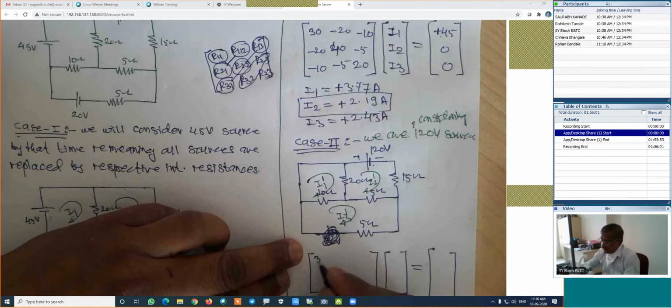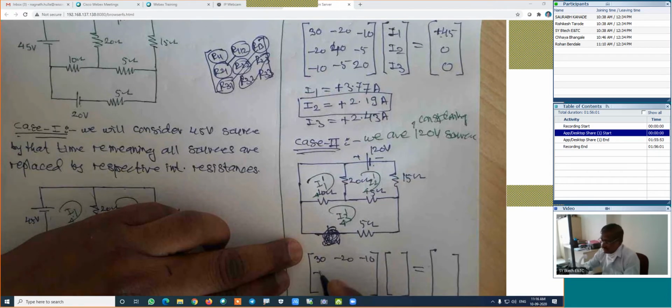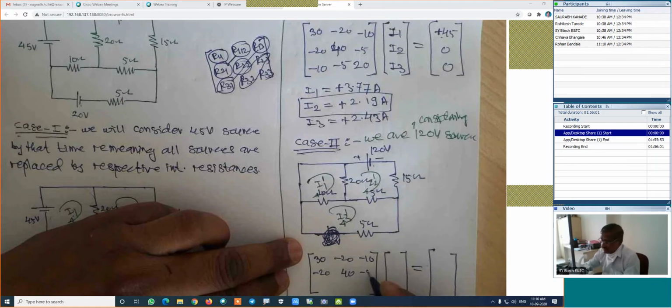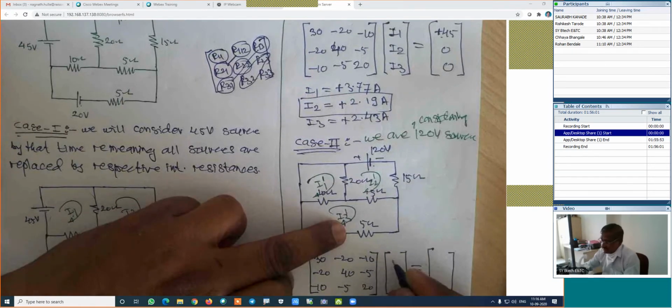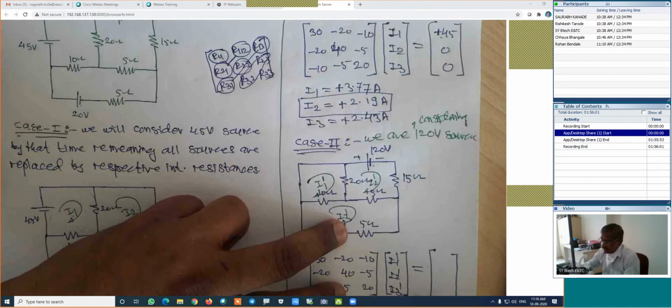It is 30. This is minus 20. This is minus 10. This is minus 20. This is 40. This is minus 5. This is minus 10. This is minus 5. This is 20. This current is I1 dash. This current is I2 dash. This current is I3 dash.